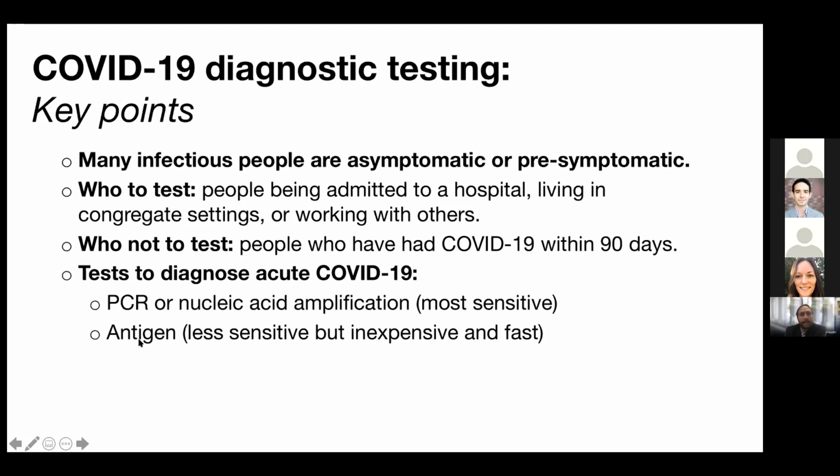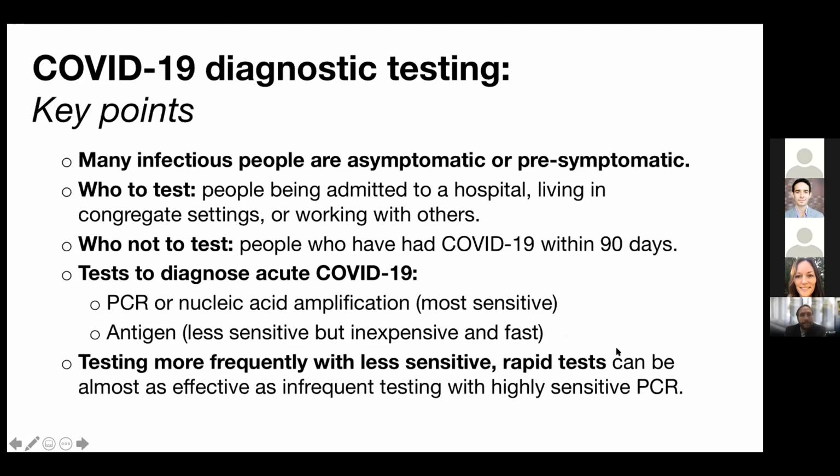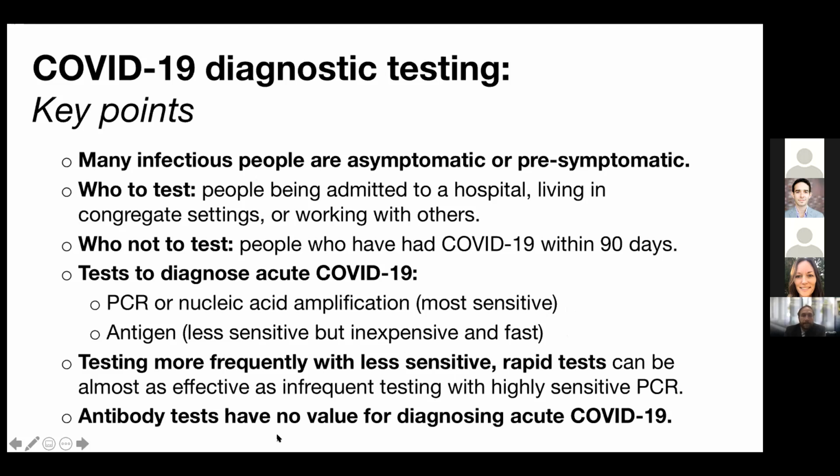The tests to use to diagnose people with acute COVID: PCR or nucleic acid amplification, the most sensitive, but antigen assays may also have an important use case. They're less sensitive, but they're inexpensive and fast, and if used more frequently, are essentially almost as good in most cases as a more sensitive test. And antibody tests really aren't the test to use for diagnosing acute COVID-19. So with that, I will wrap up and stop sharing my screen.